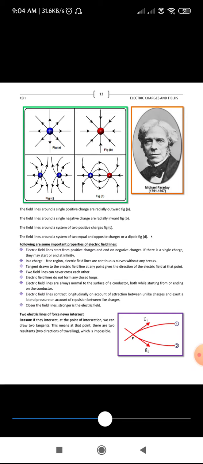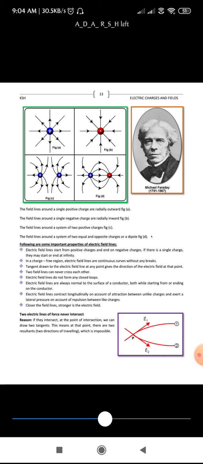Next, the second point: in a charge free region, the electric field lines are continuous curves. You can see the figure D there. In the charge free region, what happens when there are no other charges present? The electric field lines will be continuous curves without any breaks.